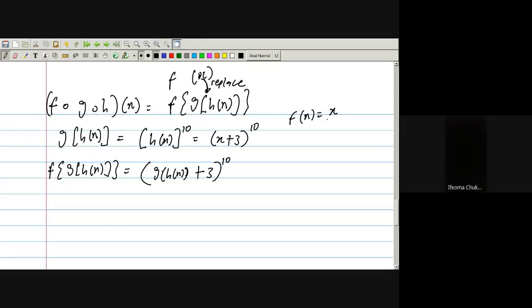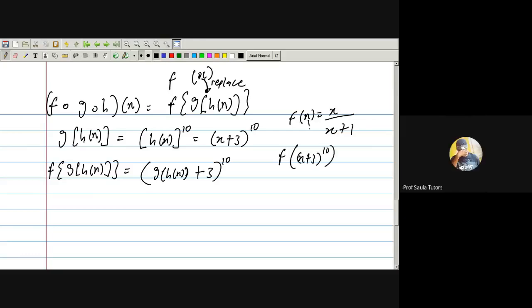Over x plus 1. Exactly. You know this is my f of x. Then I say find f of g of h of x, which is like me saying f of (x plus 3 raised to power 10). So what does it mean? Just replace. That's all. Anyway, you can just get it, so let's do it in a simple way.